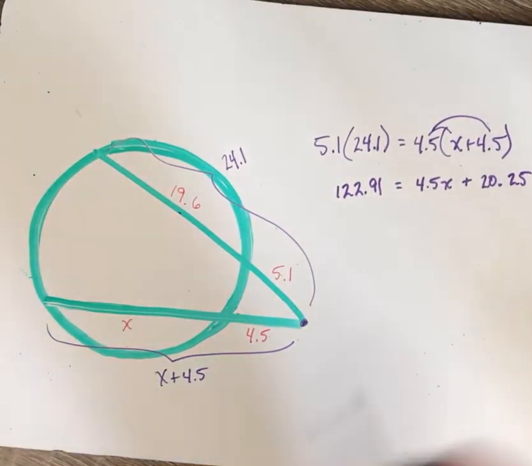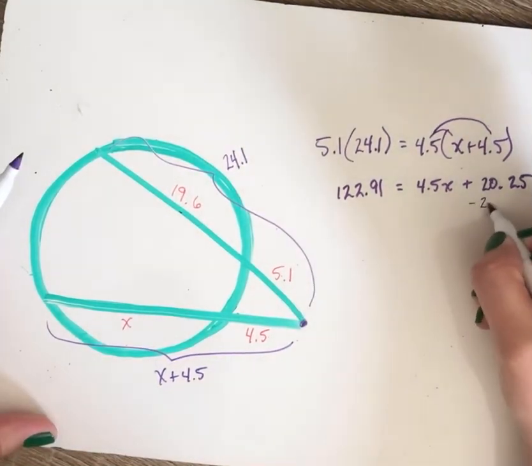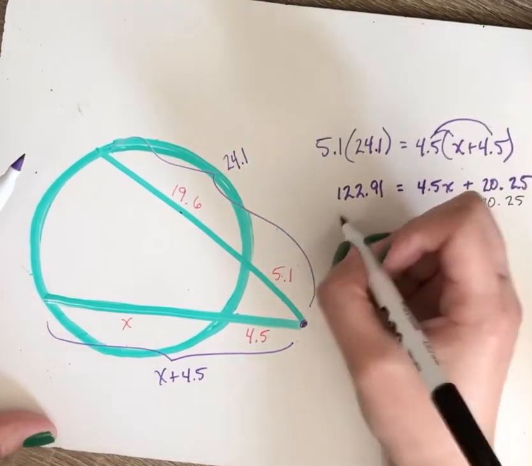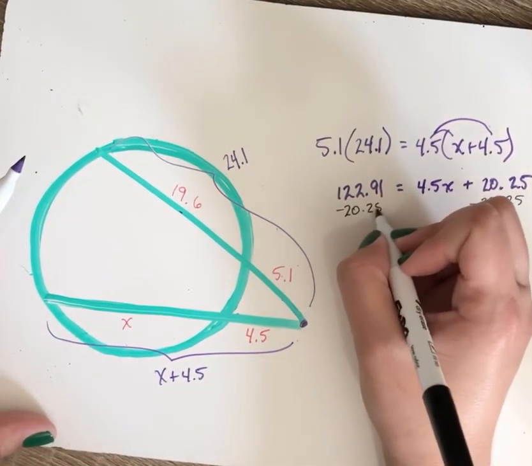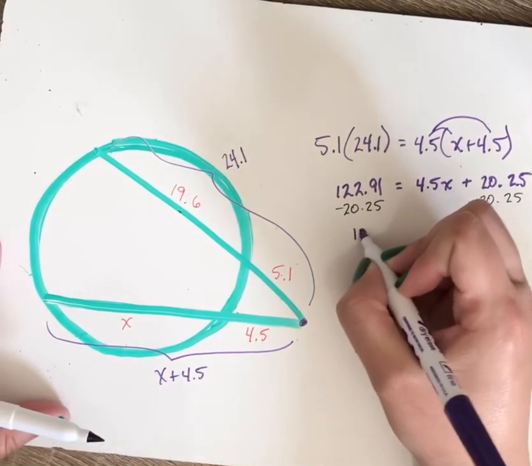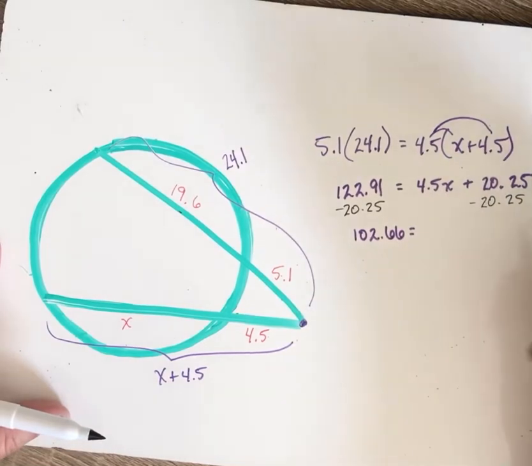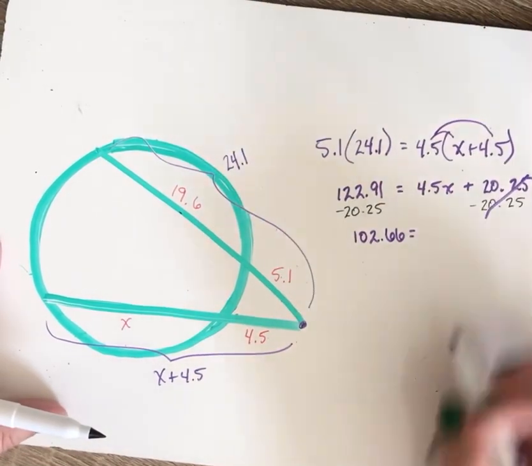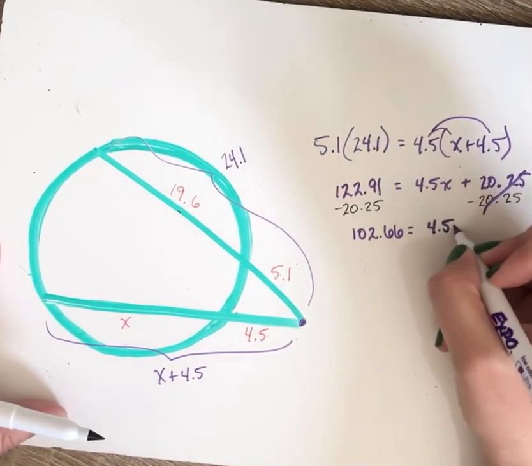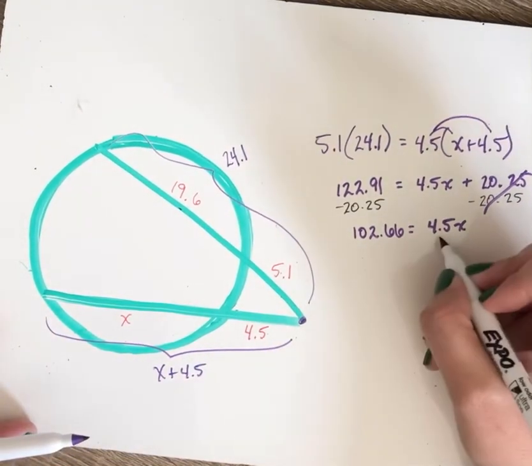So now I'm going to go through and isolate x. So the first thing that I need to do is to subtract this 20.25 from both sides. When I do that on the left, I get 102.66, and on the right, these canceled out, so I'm left with just 4.5x. Again, continuing to isolate x.